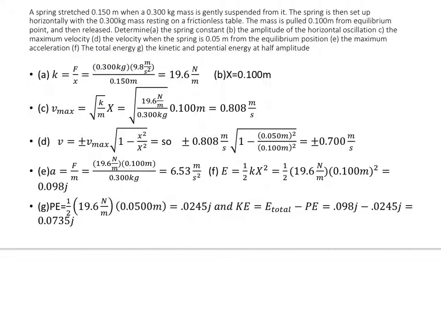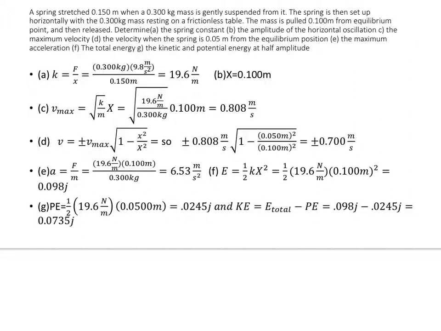Okay, now the total energy. Well, the total energy we can get by 1/2 K capital X squared, where this capital X is the amplitude. And so that's 1/2 the spring constant we computed way up here. And this capital X, that's the amplitude, that's 0.1 meters. That has to be squared. So that is 0.098 joules.